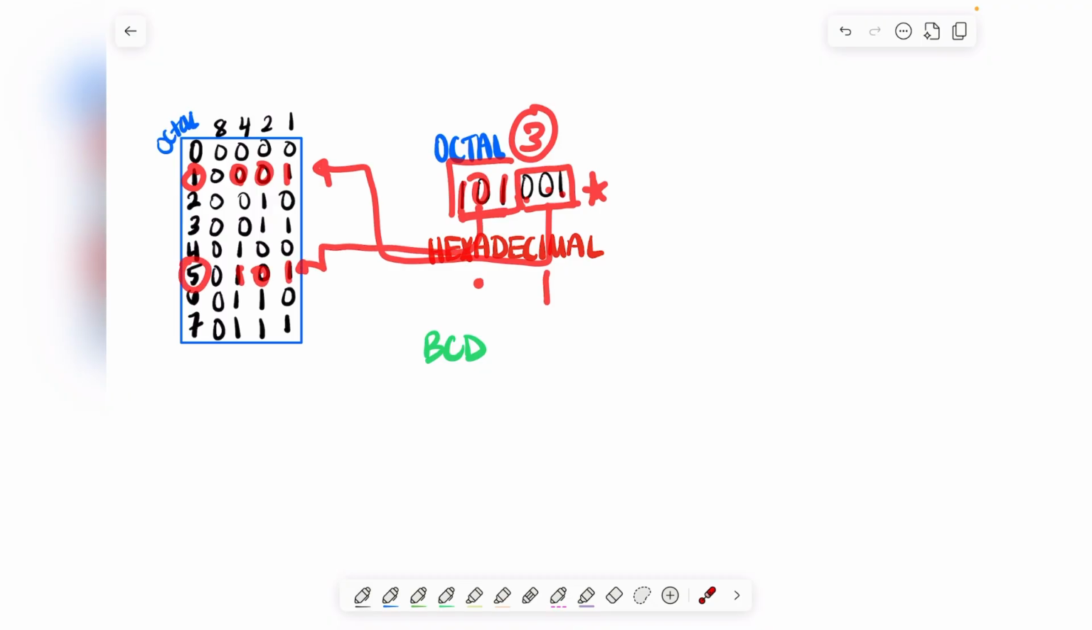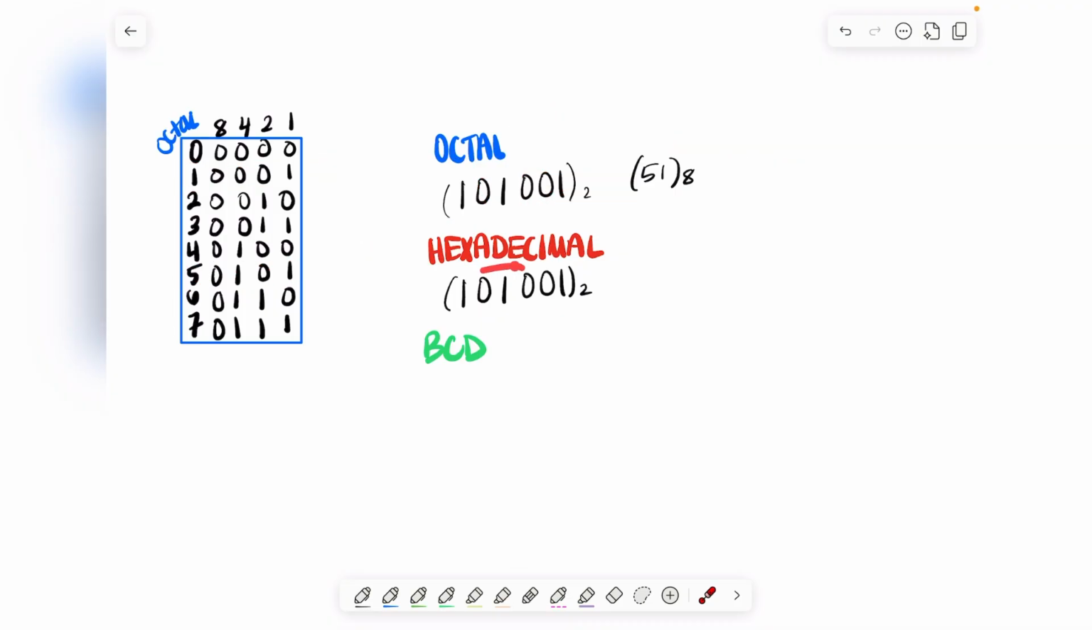What is that in octal? It's 51. So this number in binary is 51 in octal, in base 8. Now, what if I want to convert this binary number into hexadecimal? Well, I'll just make groups of 4. Now, why do we make groups of 3 and 4?